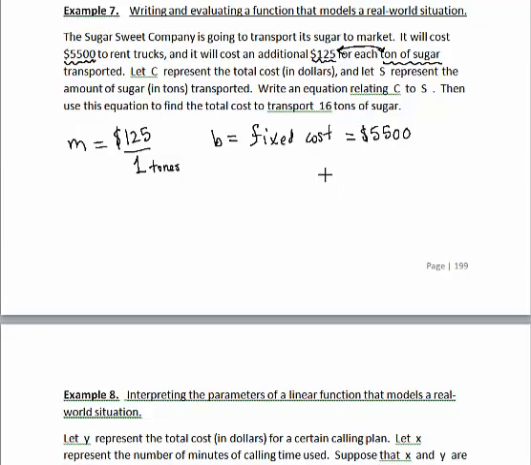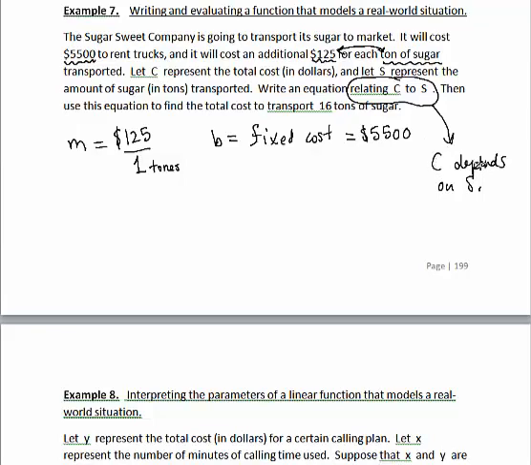Okay, so it says let C represent the total cost, S represent the amount of sugar that we're going to transport. Write an equation relating C to S. Okay, so if they say relate C to S, then that means C depends on S, which makes sense. If we ship more sugar, then we're going to have to pay $125 for every ton that we ship. Okay, and that's going to be added on to our 5,500 figure.